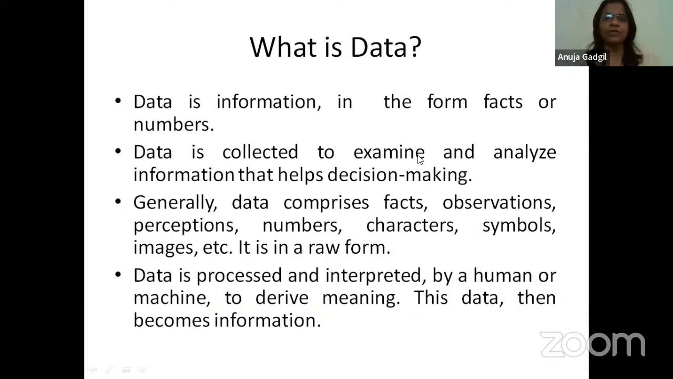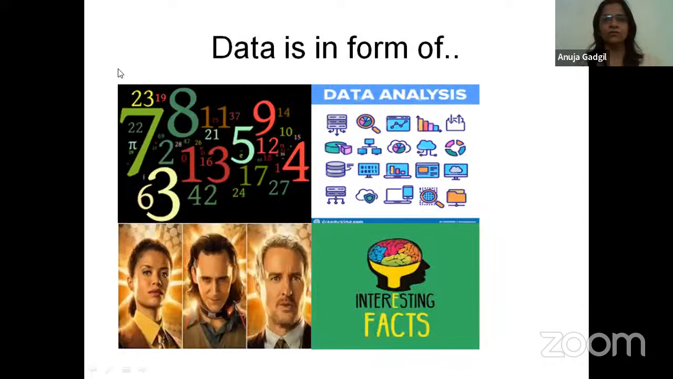So data is in the form of numbers, it is in the form of a pie chart, a flow chart, a tree diagram, a table. All this is data. Data can be given in the form of characters also, like your favorite movie characters, cartoon characters. On that basis, you may write a review, you may write a film review, you may write a story of the movie that you have watched.